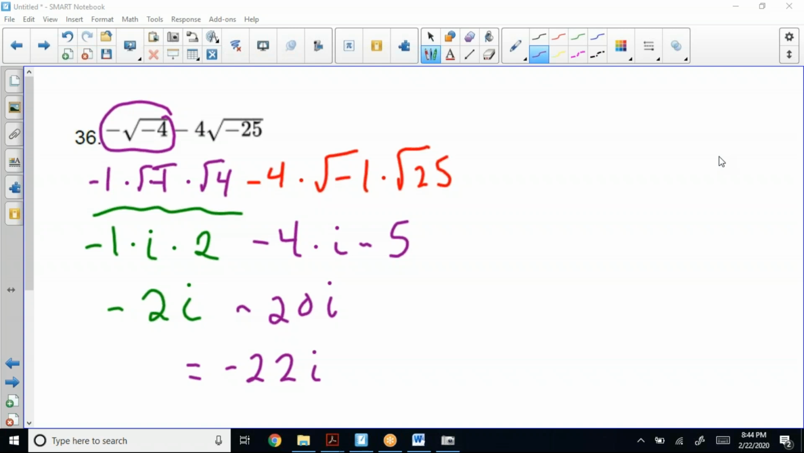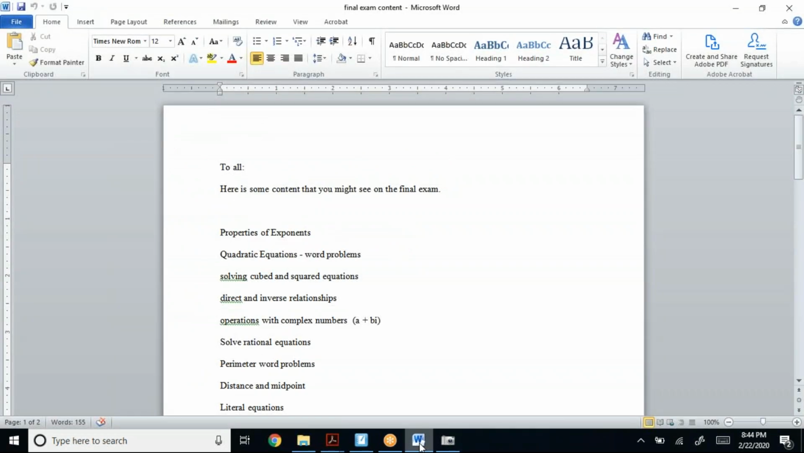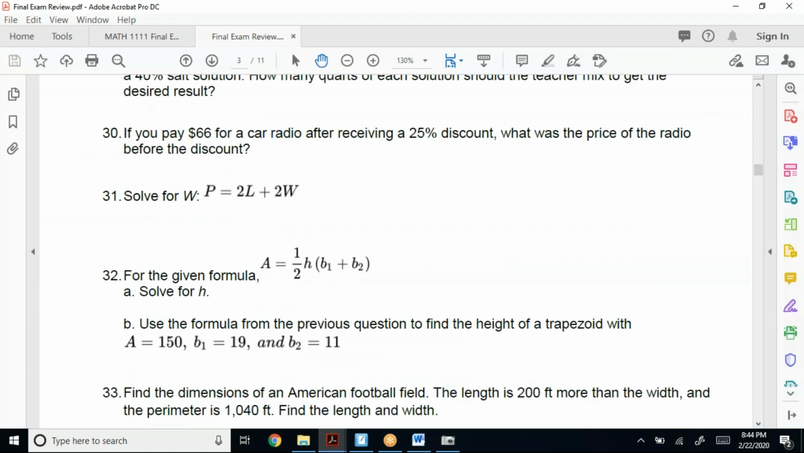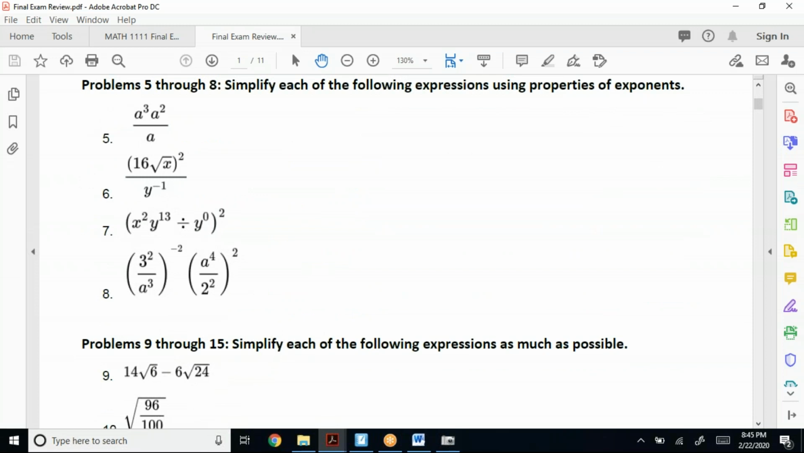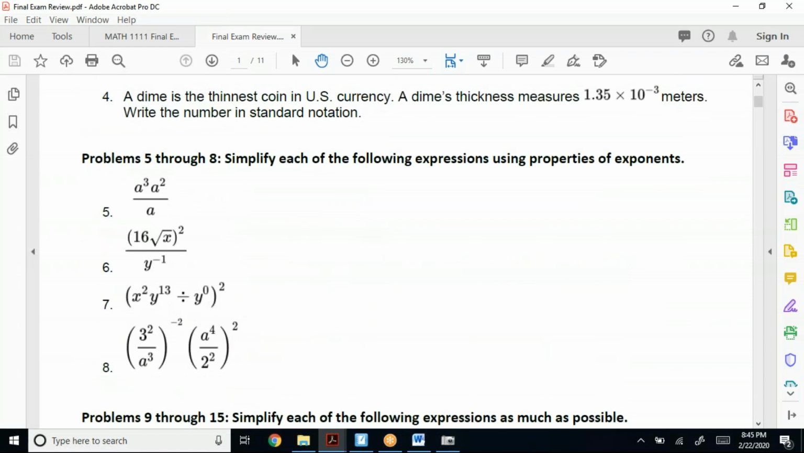Okay. I just want to make sure that everybody has looked at the email that has this document on there. Properties of exponents. You're going to have to solve, or I should say simplify problems that have exponents on them, right? So if we look at this, what am I talking about? Well, guys, I'm talking like problems 5, 6, 7, and 8. Those are problems what I'm talking about as far as properties of exponents.